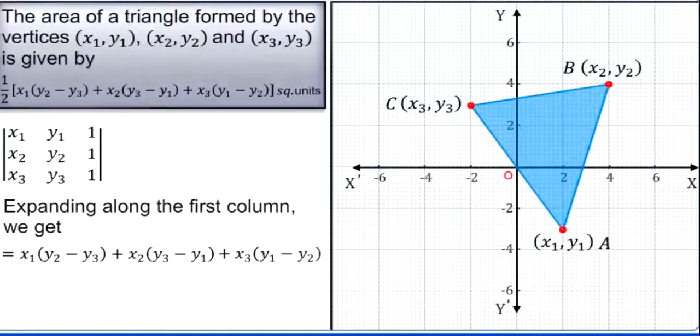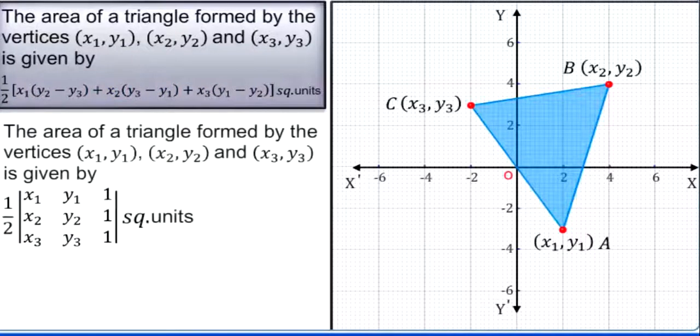Observe that this is the same expression as we had in the formula to calculate the area of a triangle. So replacing this expression by the determinant in the formula, we get a new formula to calculate the area of a triangle in terms of a determinant.